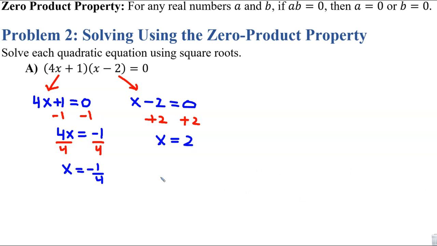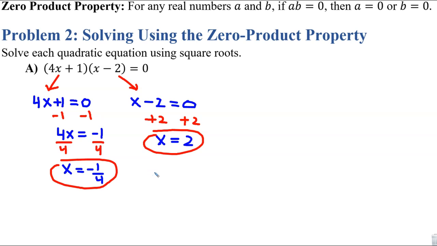Okay, so I have 2 different solutions to my quadratic equation once again. And again, these will work because if I plugged in negative 1/4 to my first factor, I'd get a 0, times whatever in my second factor will give me a 0. And same idea, if I plug in a 2 in the second factor, I'll get a 0. 0 times anything is 0. So both these will give me zeros, will give me solutions to this quadratic equation.